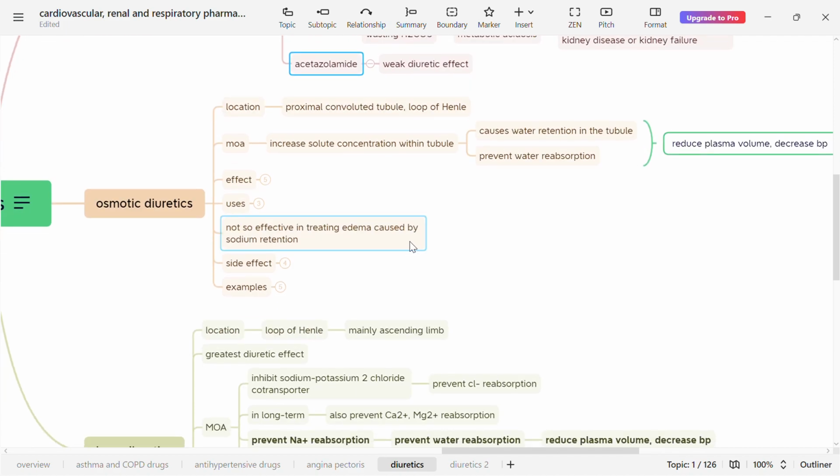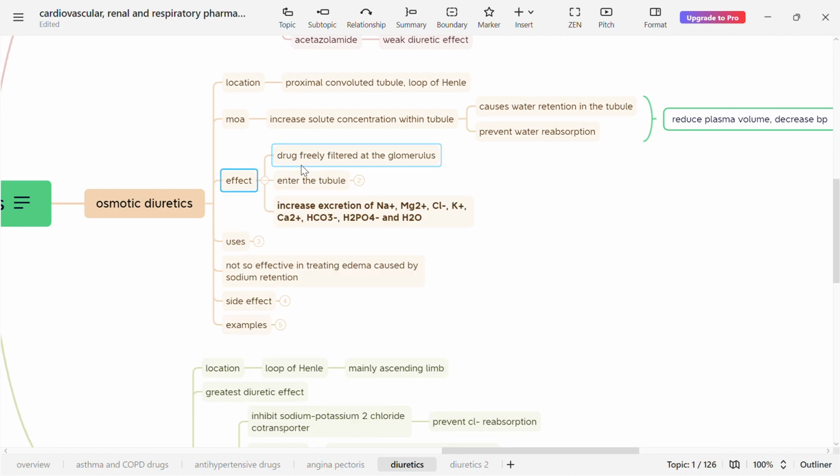The next one is osmotic diuretics. Just now we said that they increase solute concentration within the tubules and cause water retention and prevent water reabsorption, which will reduce the plasma volume and also decrease the blood pressure. Another effect is that osmotic diuretics are filtered freely at the glomerulus. So all the osmotic diuretics will enter the nephrons, then the proximal convoluted tubules, and further into the loop of Henle, the distal convoluted tubules, and the collecting ducts.